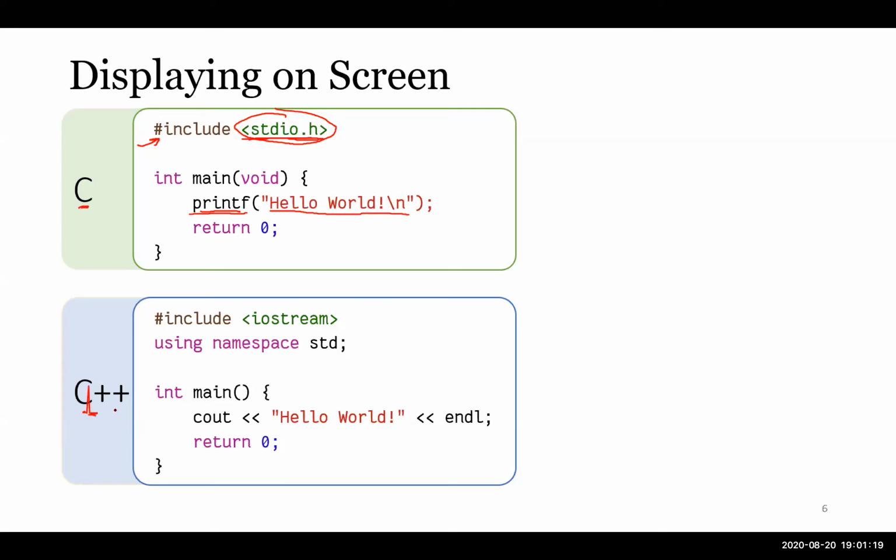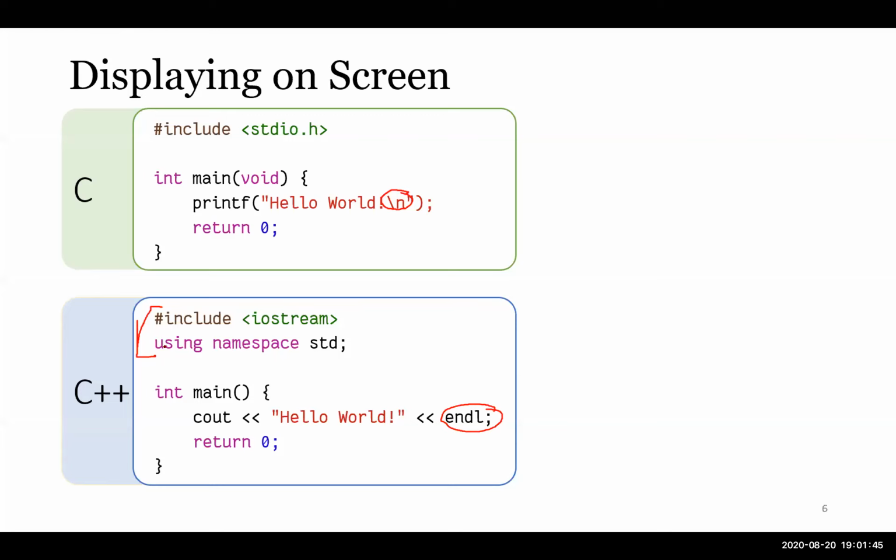For the C++ method, instead of using printf, we use this thing called cout. Notice the syntax is different. You use the double arrow. You take this hello world and shove it into this cout. This endl is the new line. So you notice here, this is a new line. If you're using C++, then you put this inside here.